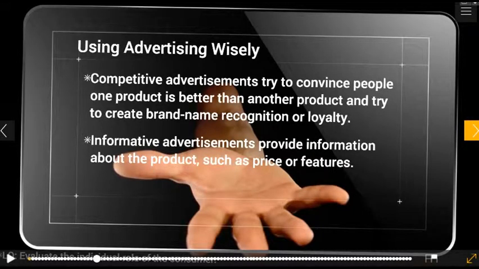Competitive advertisements try to convince people that one product is better than another product and to try to create brand name recognition or loyalty. Informative advertisements provide information about the product, such as the price or features.